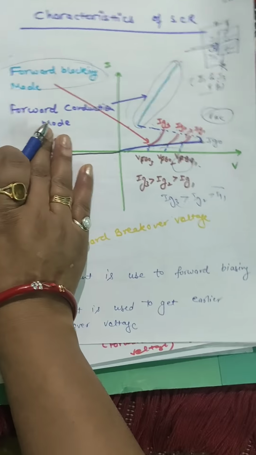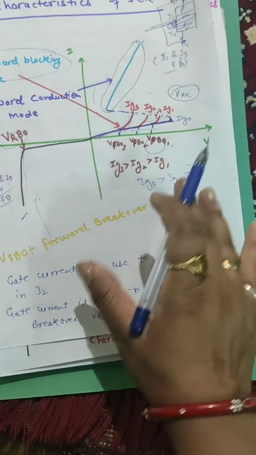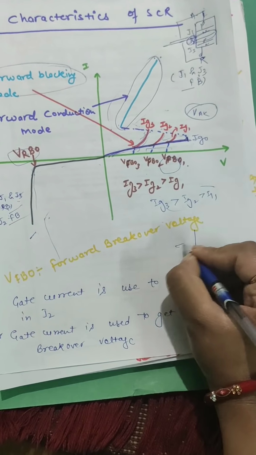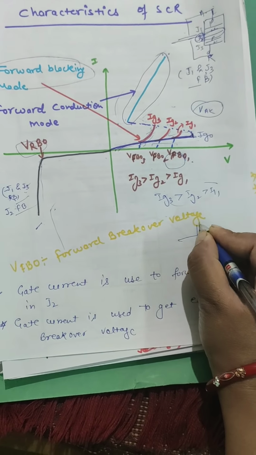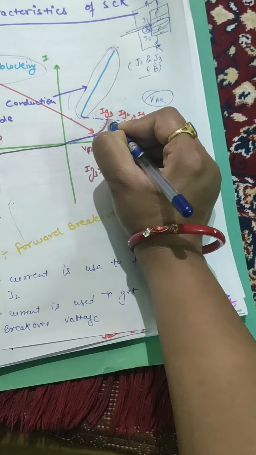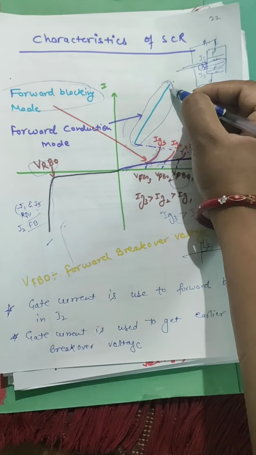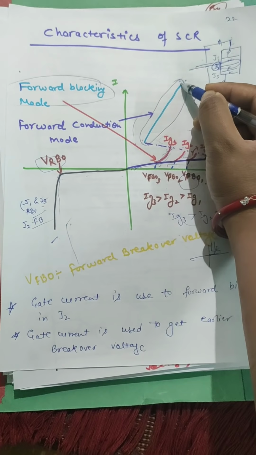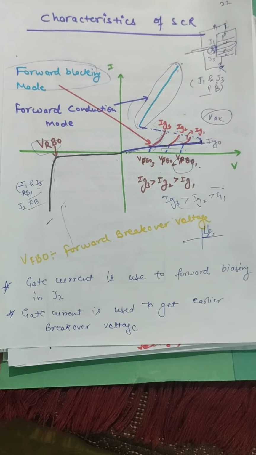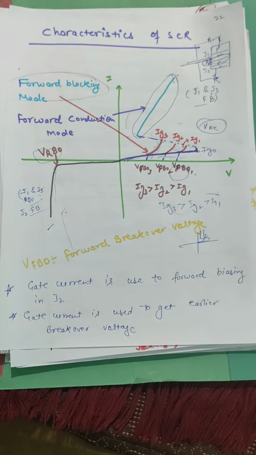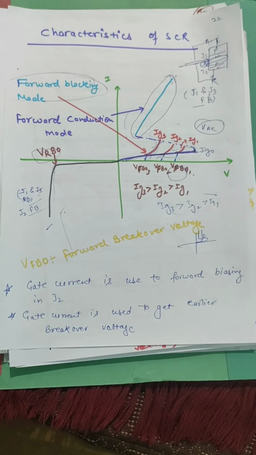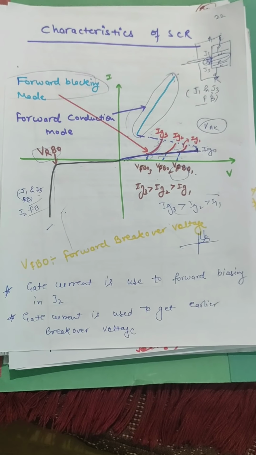So if we increase the gate current, we get breakover earlier, because breakover is earlier, we are able to get the current earlier. So gate current is used to decrease the breakover voltage, or we are able to get the power earlier. This is the significance of gate current. So these are the characteristics of SCR.